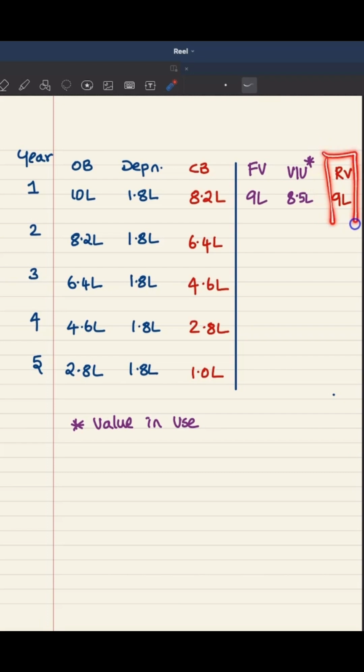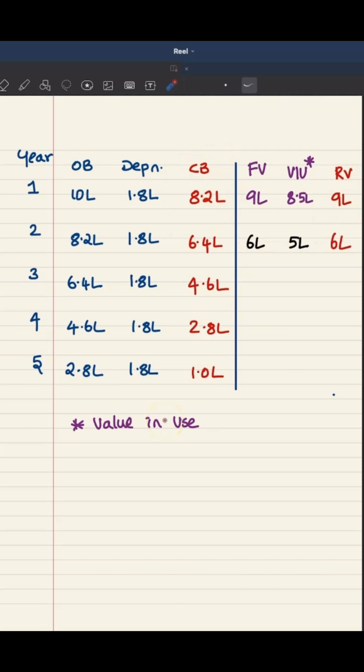Now let me compare this 9 lakhs with this carrying amount of 8.2 lakhs. In books, I'm carrying it at 8.2. But when I tested this asset for impairment loss, I found that realizable value is 9 lakhs, which is greater than the carrying amount. So there is no loss here. Because in books, I am carrying it at conservative value, which is less than this 9 lakhs. So in year 1, there is no impairment loss.